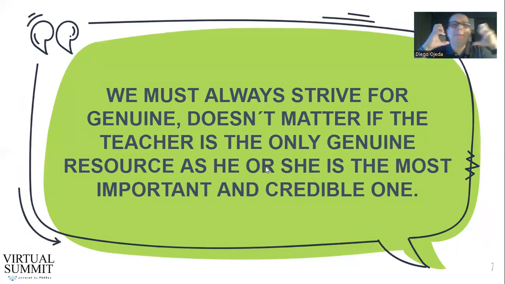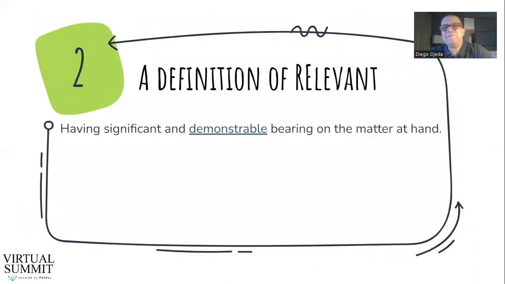We need to make it real. We must always strive for genuine, always. It doesn't matter if the teacher is the only genuine resource, as he or she is the most important and credible one. Now, genuine does not mean native. Be careful. If you're not a native teacher of the language that you are teaching, you can still be genuine 100%. Just be you, okay? And let's try to avoid those things that will make the class, or what we bring to the class, artificial, fraudulent, or illusory.